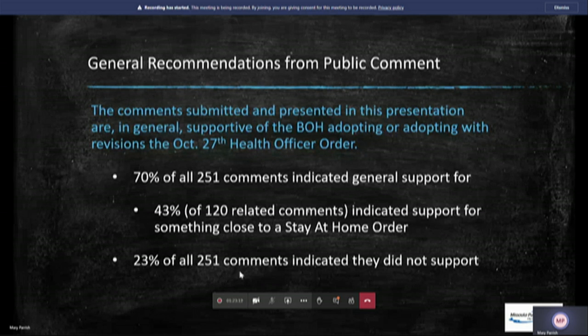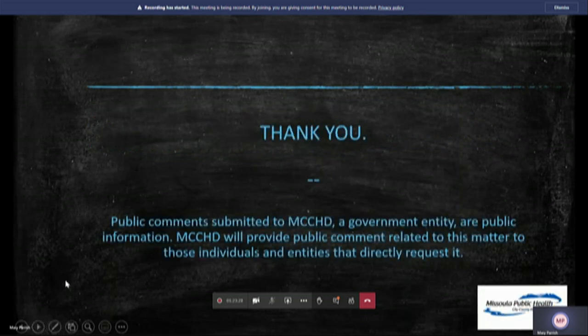But lastly, I'll remind you that 23% of the 251 comments indicated they did not support the board adopting with revisions the health officer order.